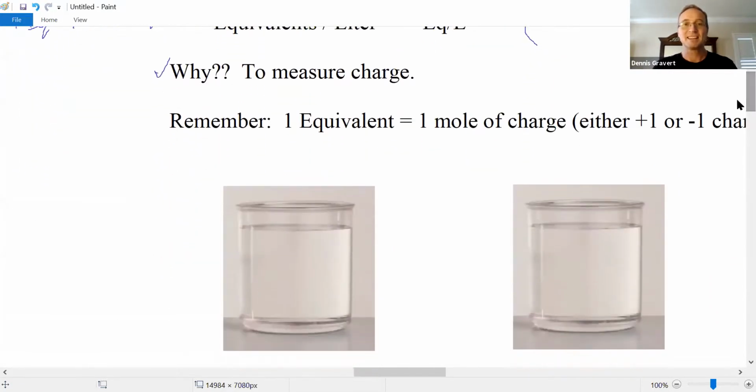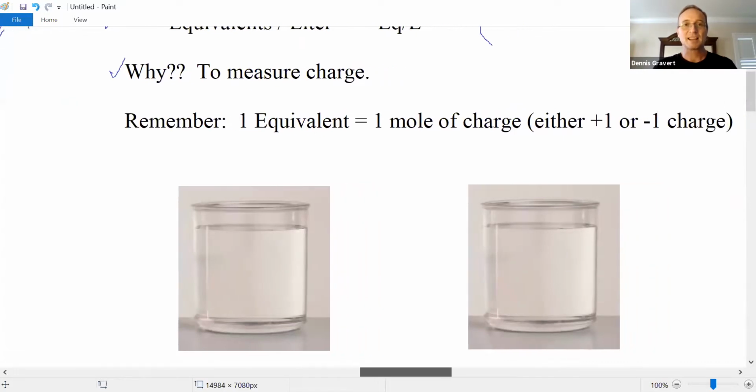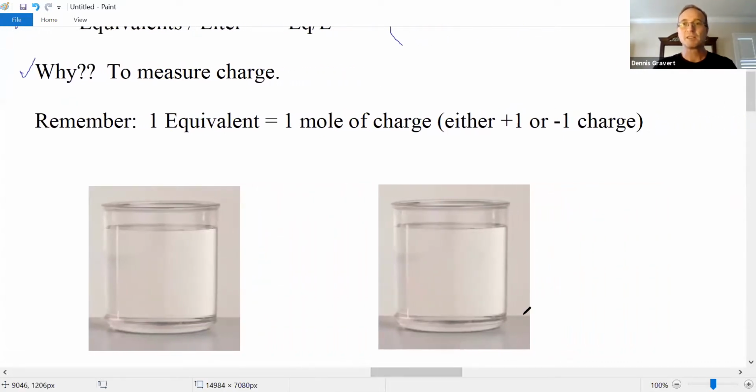Okay, key idea is that an equivalent really means 1 mole of charge, either a +1 or a -1 charge. Okay, so what I got here are 2 beakers of water. Let's start dumping in some molecules so that we have equal amounts of charged particles inside. Right now we just have pure water, H2O. That's a covalent molecule. There's no ions in here.